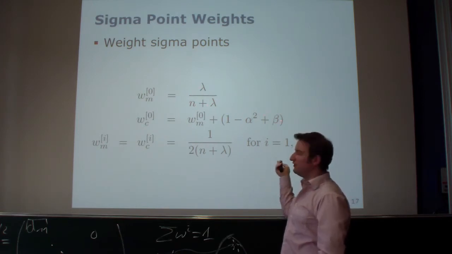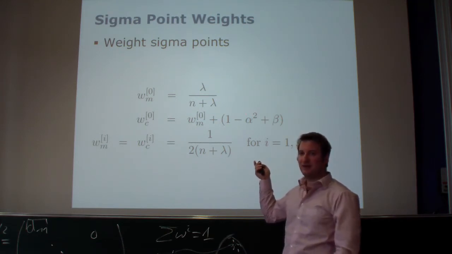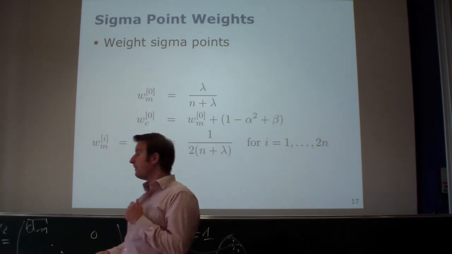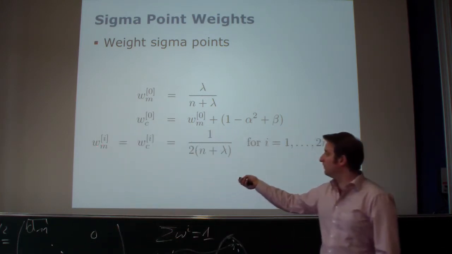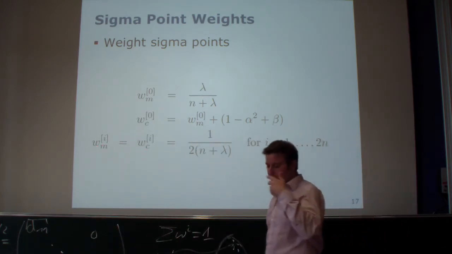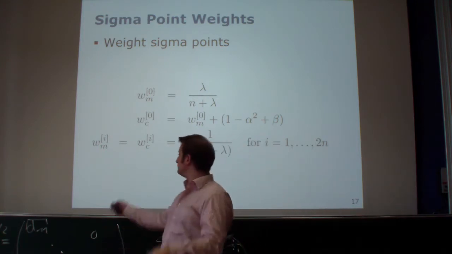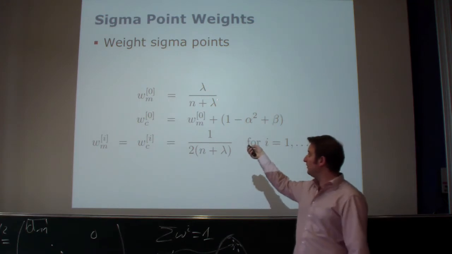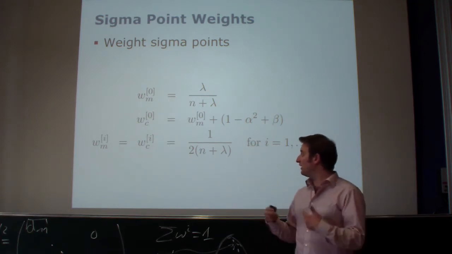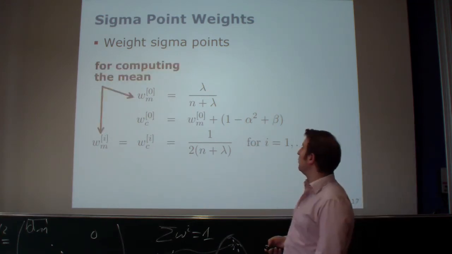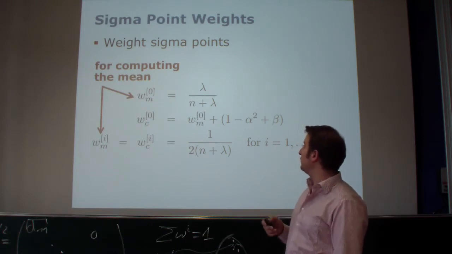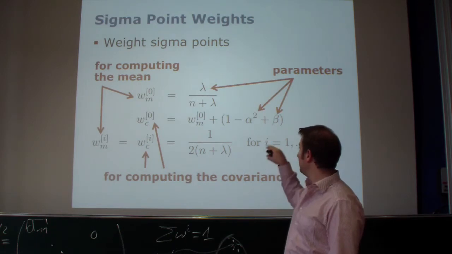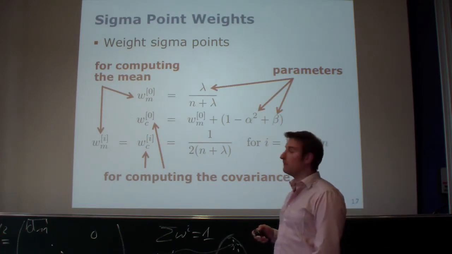We again have two free scaling parameters which we can set here, alpha and beta. It's again because we don't have a unique solution. All the weights for the sigma points with an index of 1 or larger have the same weight, which is given here. If I sum up these weights, we end up fulfilling the constraints we wanted to have. So these are the three parameters we have in the system.